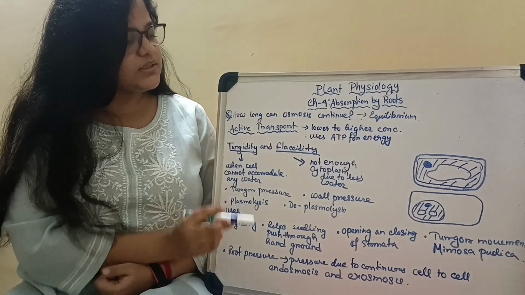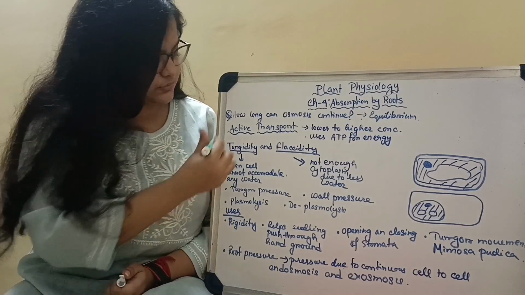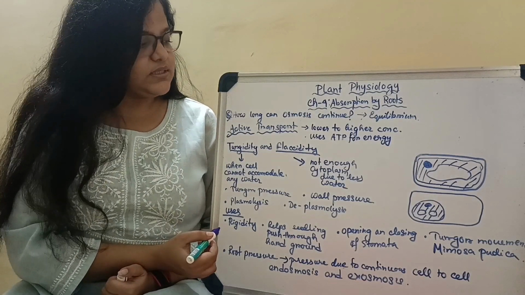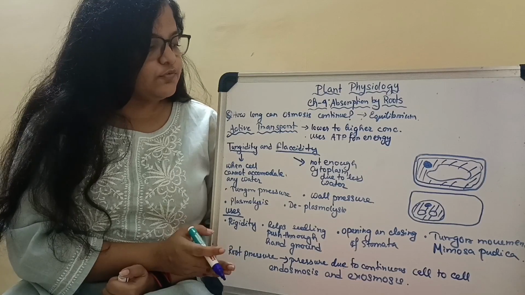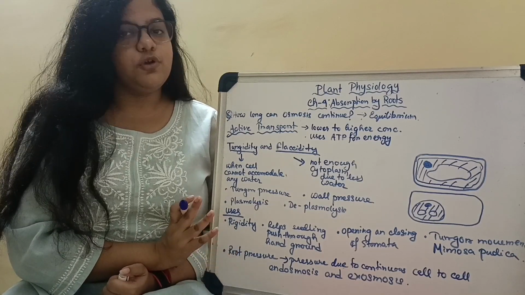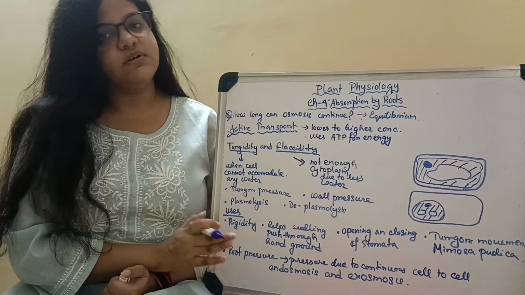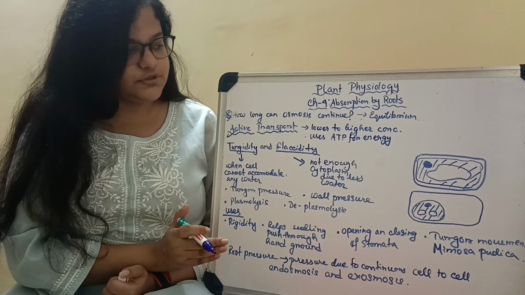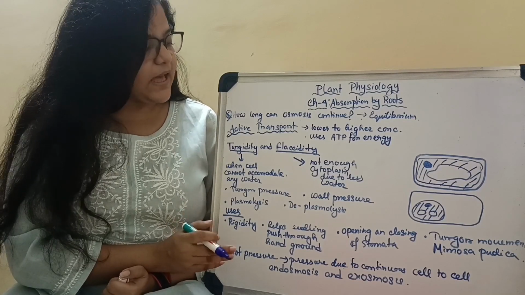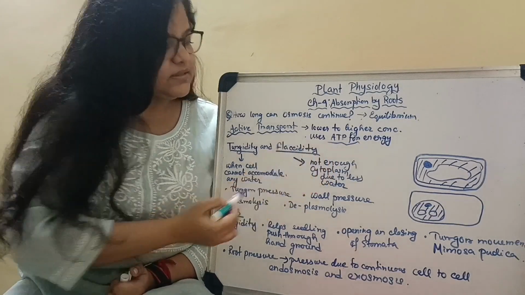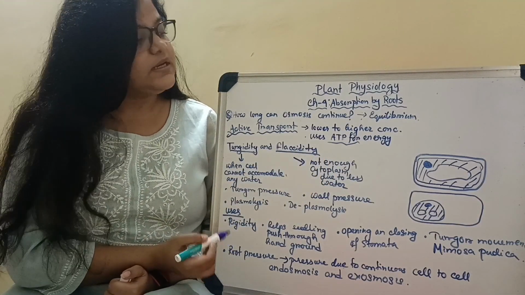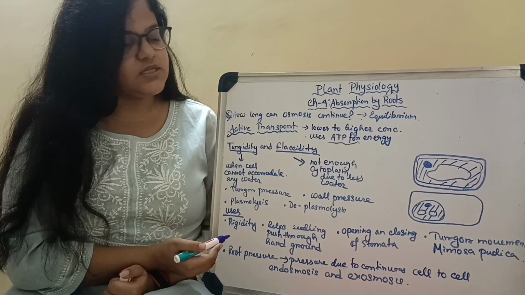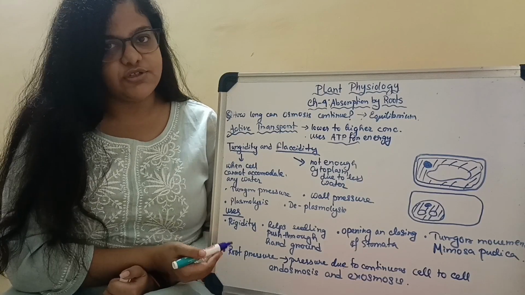Okay. Now let's move on to active transport. Now what happens in active transport is that substances move from the region of lower concentration to that of higher concentration, which is exactly the opposite of diffusion. Now how does that occur? That happens with the help of ATP, that is adenosine triphosphate, which provides energy to push the substances from lower concentration to higher concentration, right?